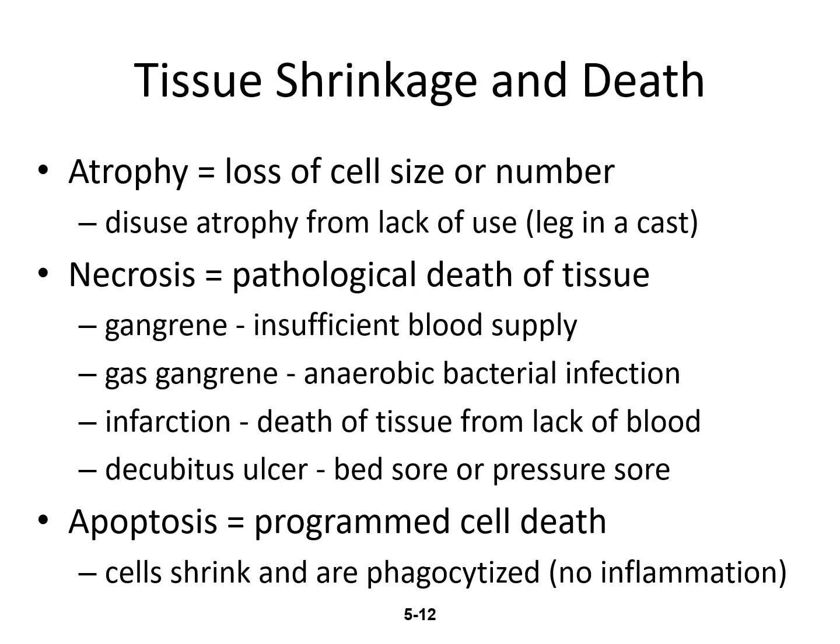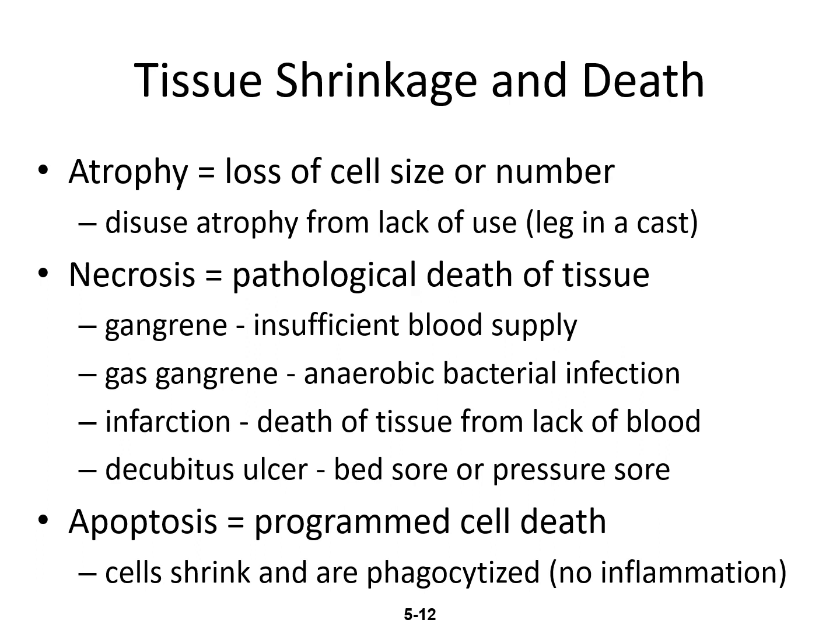And then tissue shrinkage and death. There are a number of different ways that cells will either shrink in size or number or actually die. And some of these are a result of disease or injury, and some of these are actually just a natural part of a cell's life cycle. Atrophy is loss of cell size or number.